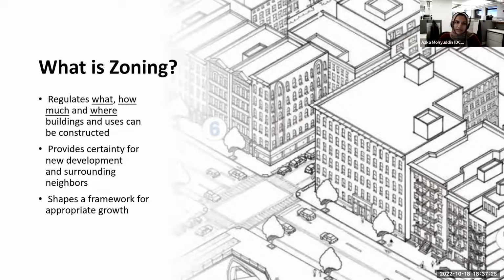So what is zoning? At its core, zoning is meant to regulate the what, how much, and where of building and uses within the city. So it provides certainty for new development and the surrounding neighborhood, but it also sets up specific rules of long-term patterns of development and establishes a predictable framework for appropriate growth within different parts of the city.